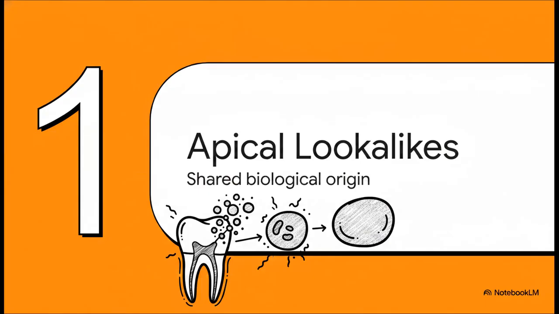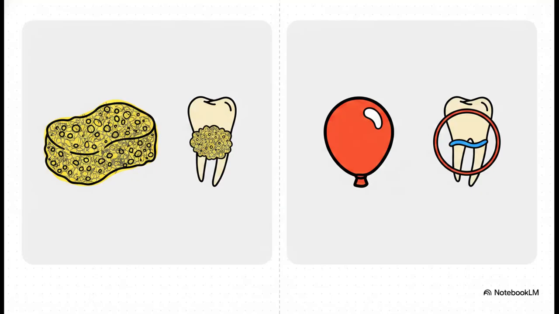All right, kicking things off with Section 1, the apical look-alike problem. Let's talk about their shared origin. Both of these lesions actually start the exact same way, as a response to bacteria invading the root canal system, kicking off chronic apical periodontitis. But then, they take totally different paths.